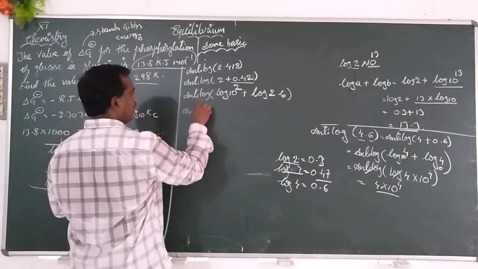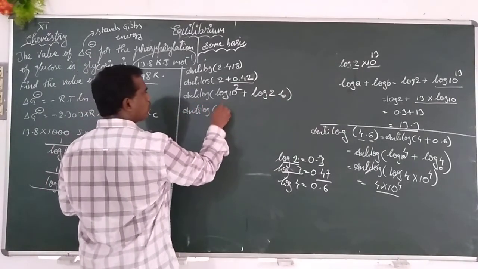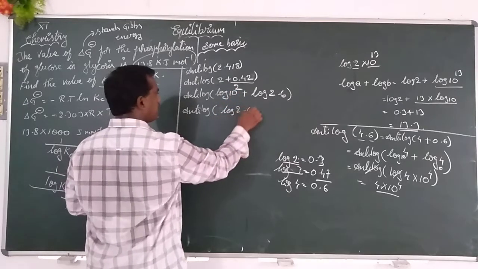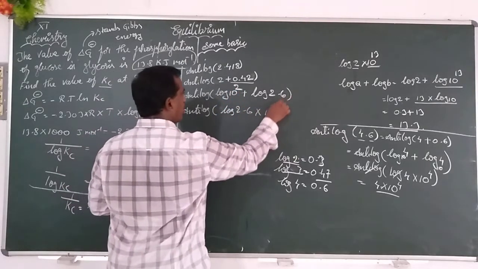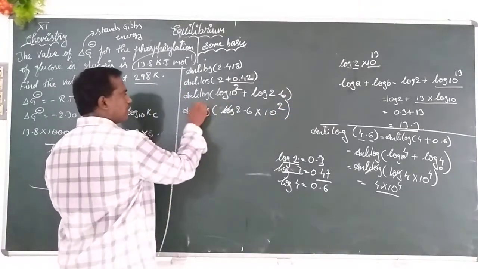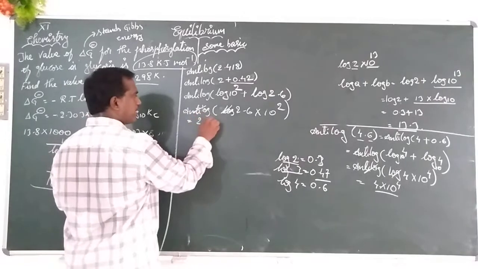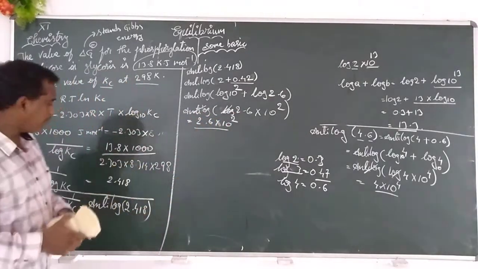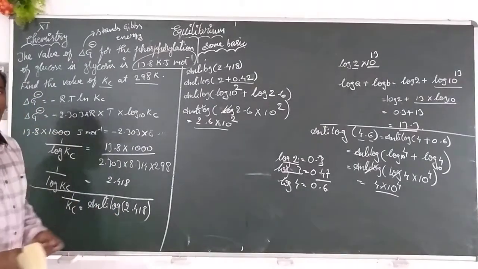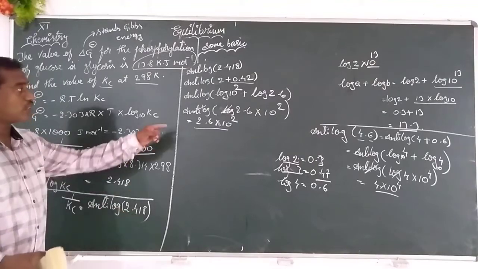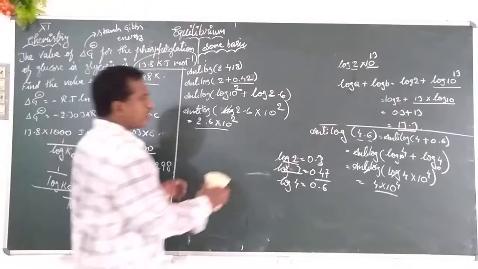Anti-log of 2.6 into 10 to the power of 2. Or we can cancel this log and anti-log. How much will it be? 2.6 into 10 to the power of 2. So in this method, first we need to get the value. So for the anti-log of 2.418, how much did I get? 2.6 into 10 to the power of 2.